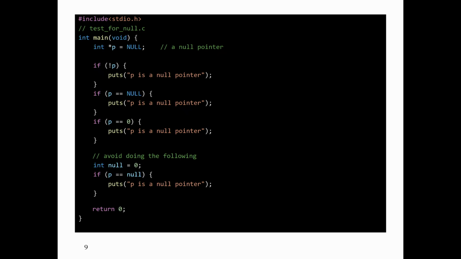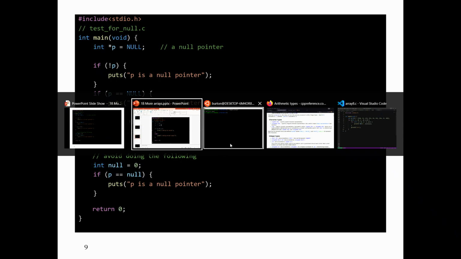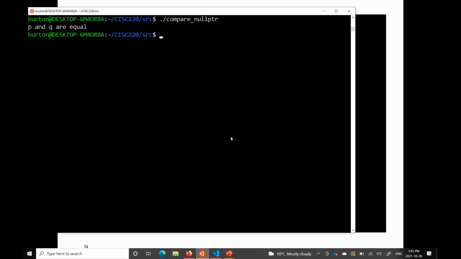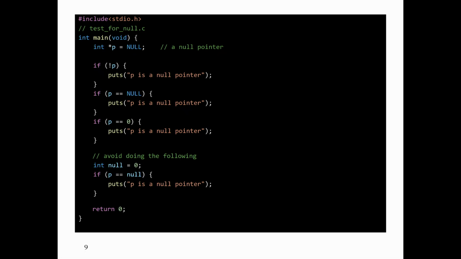So for example, there's P, and it's null. I'm doing the first test: if not P, hopefully it prints that out. Then I have another if statement: if P is NULL, hopefully it prints that out. If P is equal to zero, hopefully it prints that out. But the bottom is what you should not do. You should not make a variable or a constant that represents null and then compare to that variable, because C will compare P and the variable as though the variable was a pointer, not the value null. So if you run this program, what's this program called? Test for null.